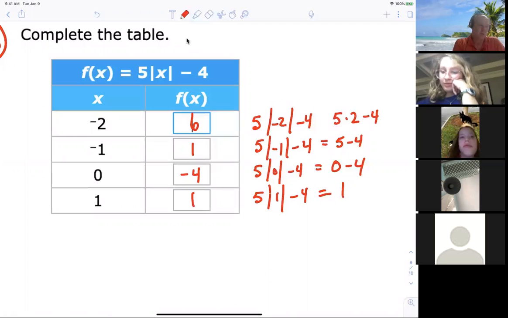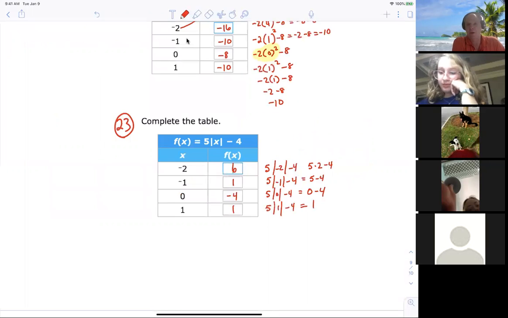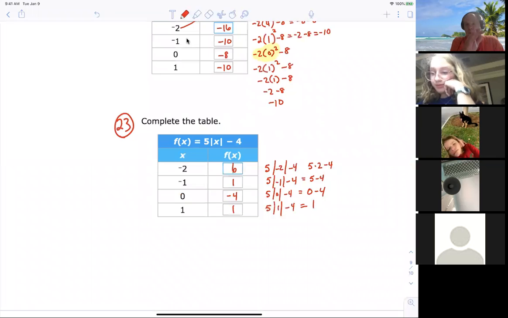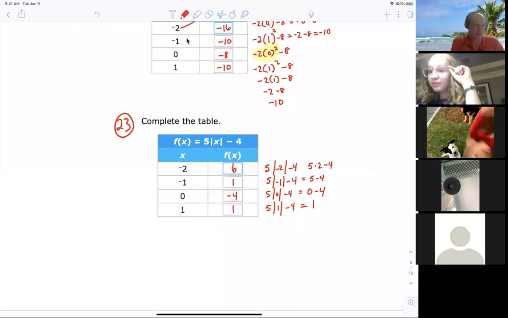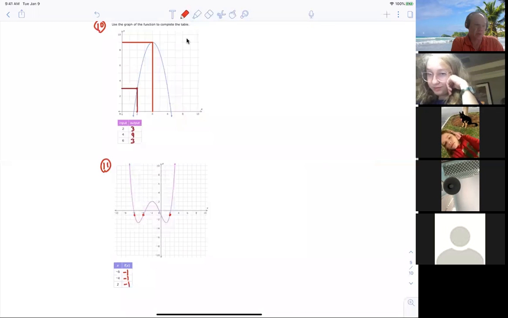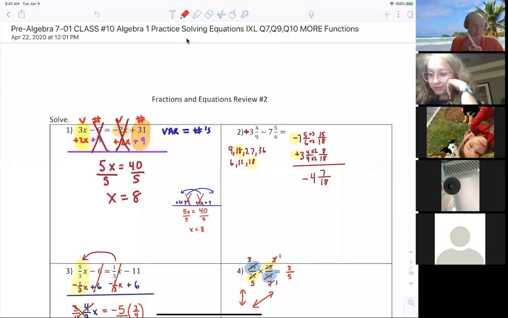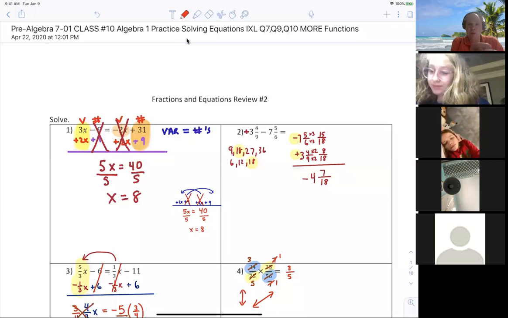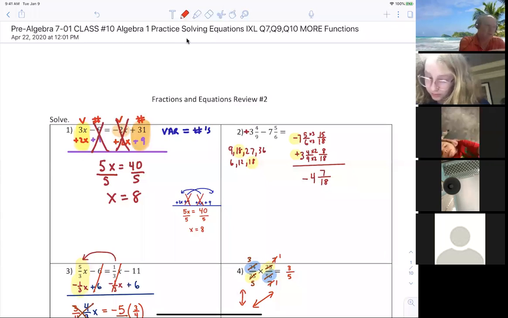Okay, guys. Now, again, I really don't care if you submit anything here. There's no reason because I did all the work. What I care about is you doing a good job now on the IXL. I don't think I checked the rest of the IXL, but I'm working on that today. So your IXL Q7, 9, and 10. You have a few minutes to work if you need to. It'll be due by the next class period.